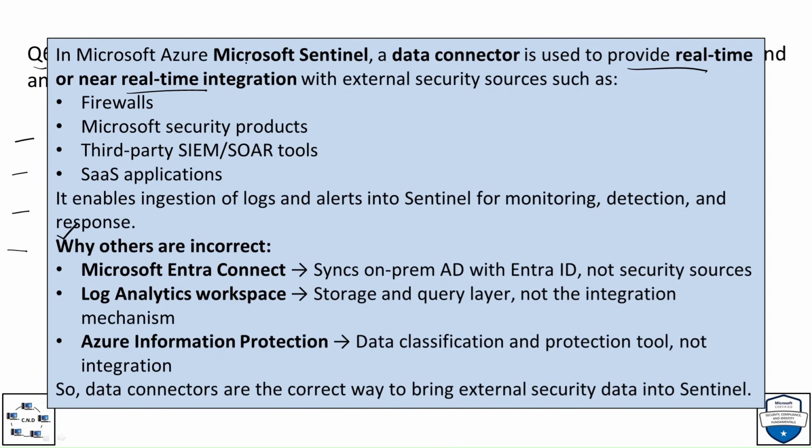So in Microsoft Sentinel, a data connector is used to provide real-time or near real-time integration with external security sources such as firewalls, Microsoft security products, third-party SIEM or SOAR tools, and SaaS applications. It enables ingestion of logs and alerts into Sentinel for monitoring, detection, and response. So why are the other options incorrect?